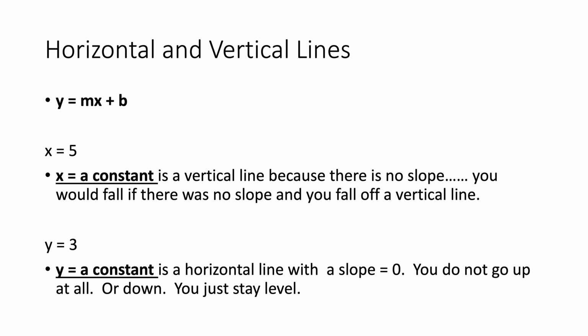y equals 3 is a constant, but that's a horizontal line, and the slope is 0 because it's as if it says y equals 0x plus 3. So you don't go up or down at all, which means you're on a perfectly flat horizontal line. So x equals is a vertical line, y equals is a horizontal line. Okay, there's your picture of your x equals line. It's a vertical line through wherever x is 5 on the x number line, y equals 3 on the y number line, or the y-axis, I should say, and it's a perfectly horizontal line.